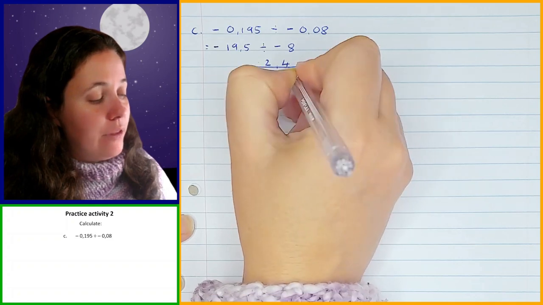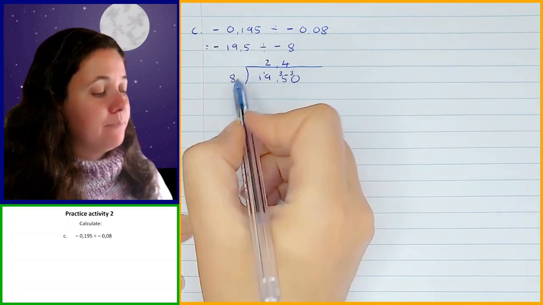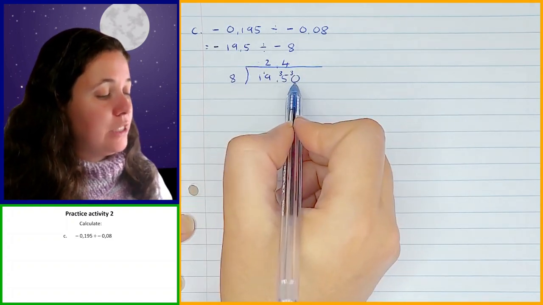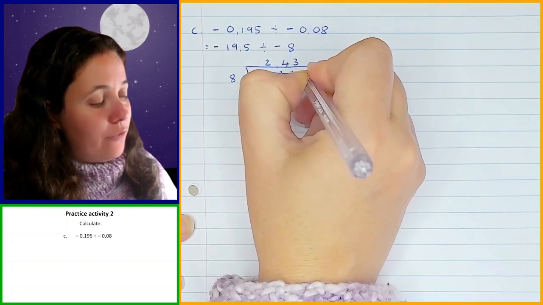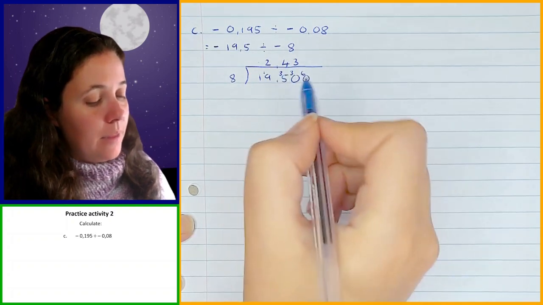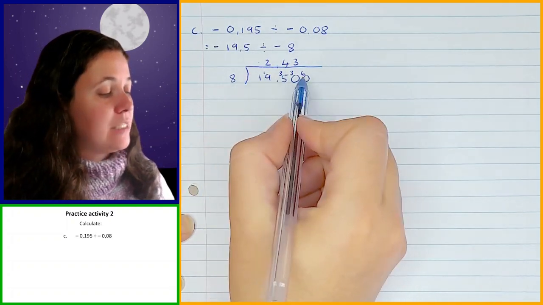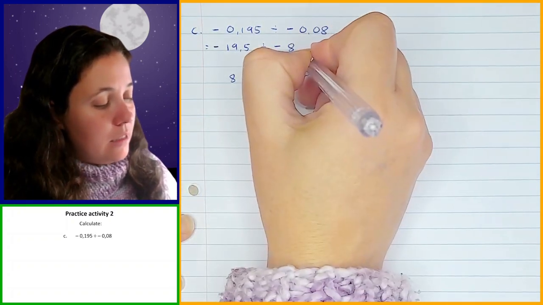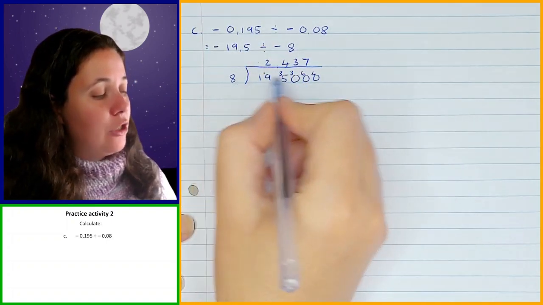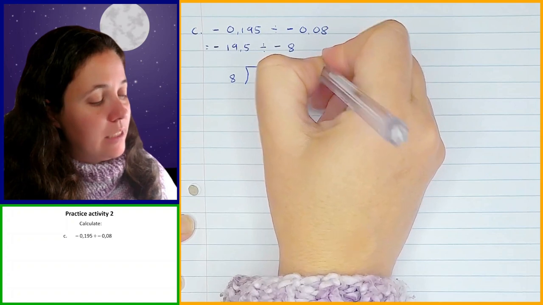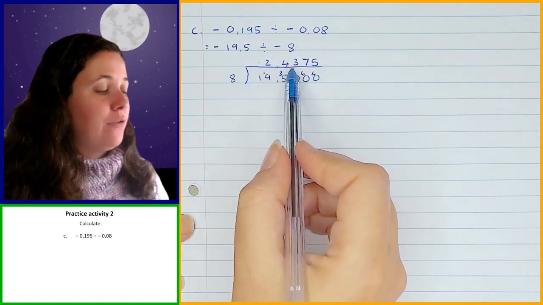So I put my 0 over there so I can put down my remainder of 3. Then 8 goes into 30 three times with a remainder of 6. And then 8 goes into 60 seven times with a remainder of 4. And finally, 8 goes into 40 five times. So you should have got for this one 2.4375.